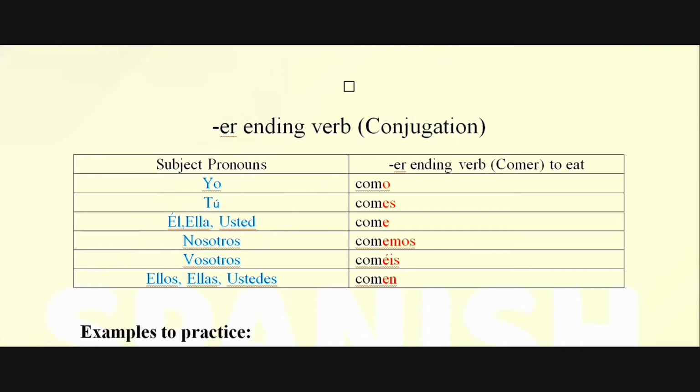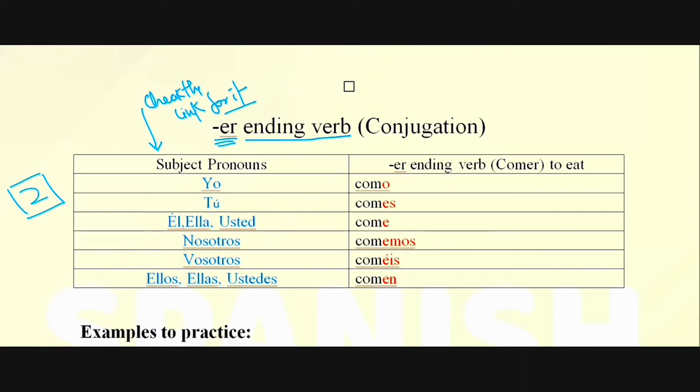Now come to ER ending Spanish verbs. This is the second category of the verb. What do we do here in ER ending verbs? You know subject pronouns. You have to check session number 5 also, and you can get the link from the description.